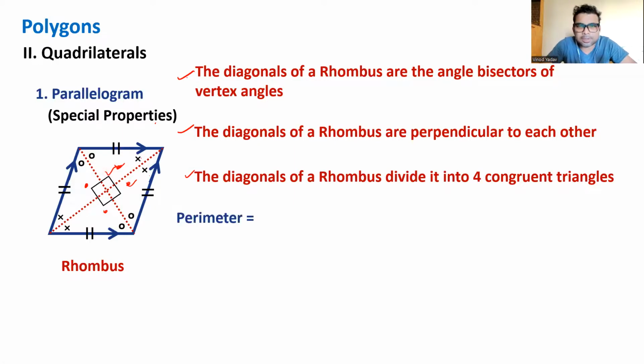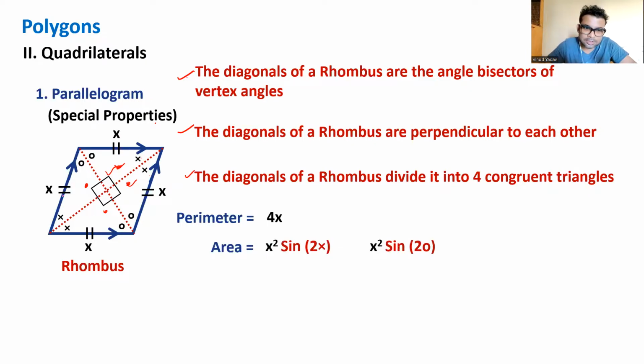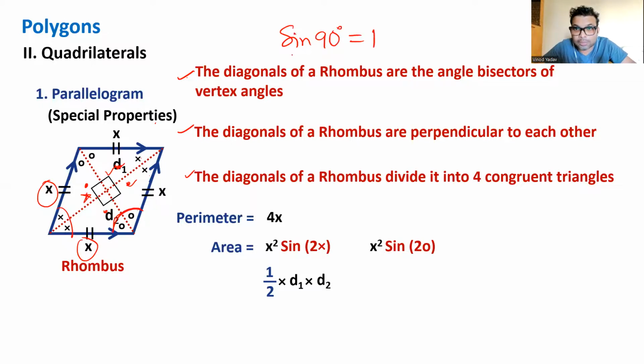Next, perimeter. Very simple. All four sides are equal, so 4 into one side, 4x. Area. Yes, just now we saw AB sin theta. So x into sine of this angle. That is why x square sine of this. Or x square into sine of this angle. And then one more thing is there, half into product of diagonals into sine of angle between them. And the angle between the diagonals is 90. You know very well that sine of 90 degrees is 1. All right. So half d1 d2.